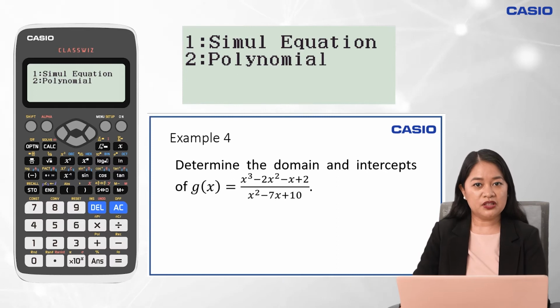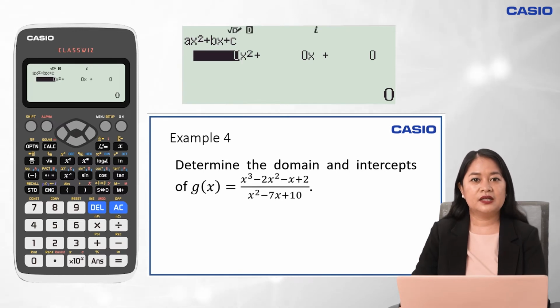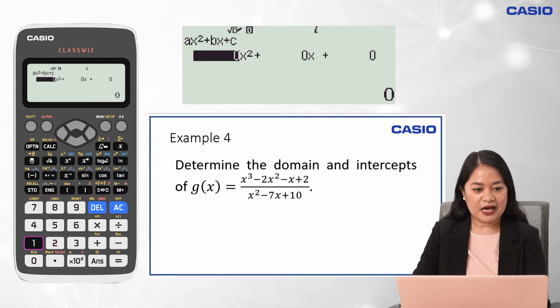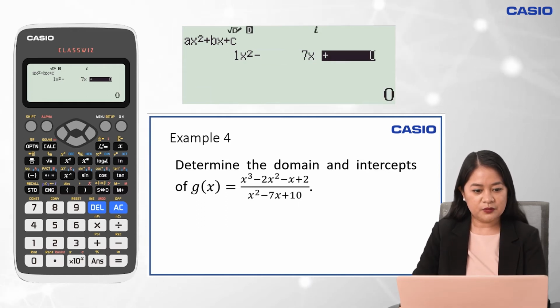Then we choose Polynomial by pressing 2, and then input 2 for the degree of the polynomial. Input each coefficient of the quadratic expression x squared minus 7x plus 10 and press the equal button to enter each value. So we have 1 for A, negative 7 for B, and positive 10 for C. After which, just press the equal button twice.